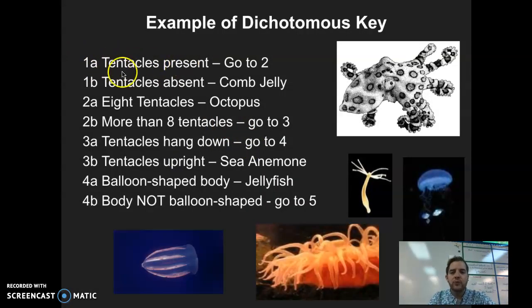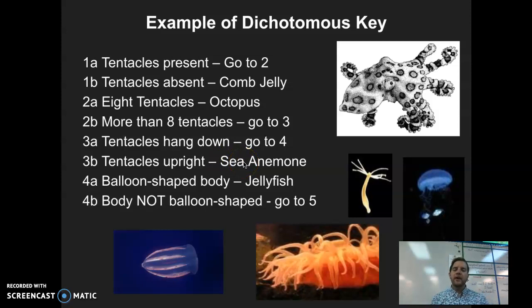So you start with tentacles present or tentacles absent. If there's no tentacles, this tells you already what it is. It's a comb jelly. If there are tentacles, you go to question 2, or you go to part 2. Under 2, it's based on how many tentacles. If there's only 8, it's an octopus. If there's more, you keep going. Tentacles hanging down, you would go to question 4. If they're upright, it breaks off as an anemone.